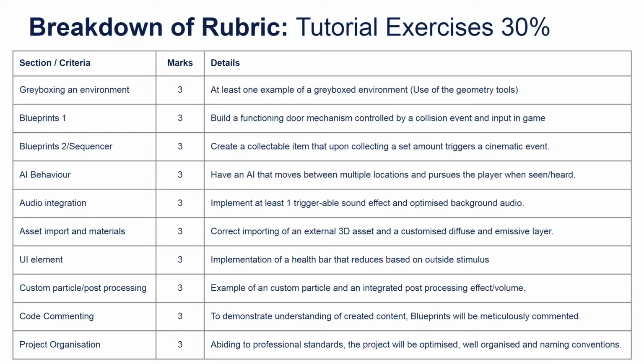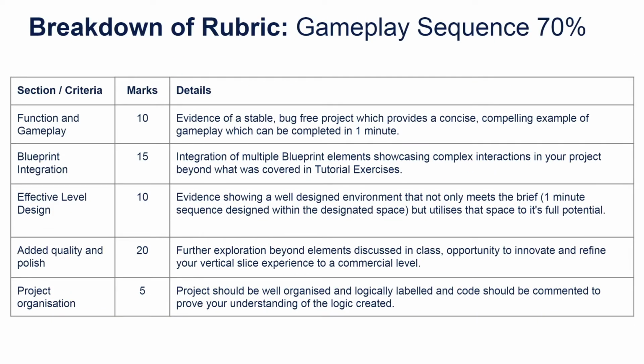Breaking down the rubric, obviously this looks quite intimidating from the offset, but actually it's quite straightforward. For the tutorial, we're basically giving you a series of tasks that you need to complete and show evidence of, with what's being covered in the tutorials. If you complete these tasks week to week, it should be relatively straightforward. I'll be here to help you with this, and as long as you complete these tasks, you should do well in this section. This is worth 30% of your grade. The main gameplay sequence is worth 70%.